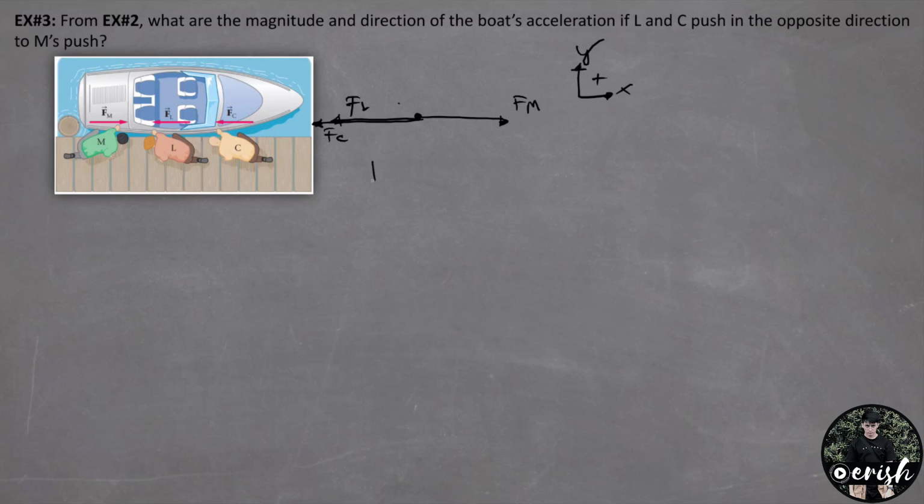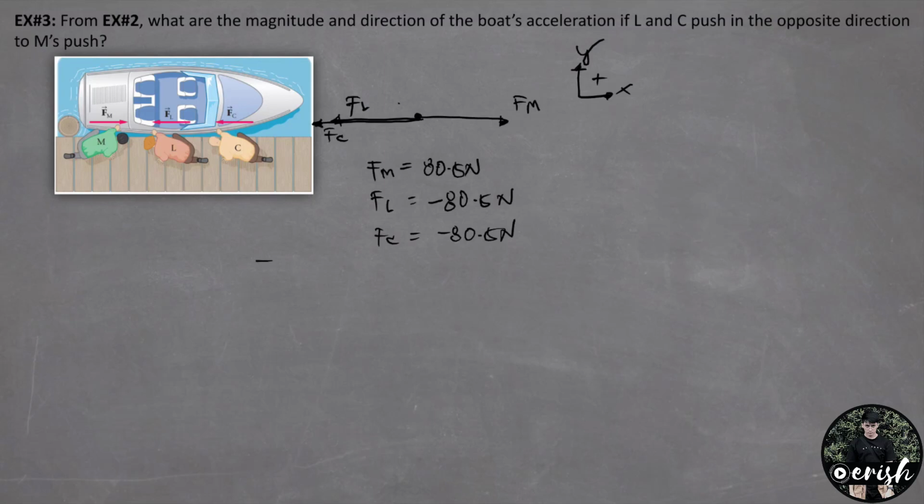Meaning, f of m now is equal to still positive 80.5 pa din. Si f of l naman is opposite to the positive direction. This is negative 80.5 Newton. F of c is equal to negative 80.5 Newton din.